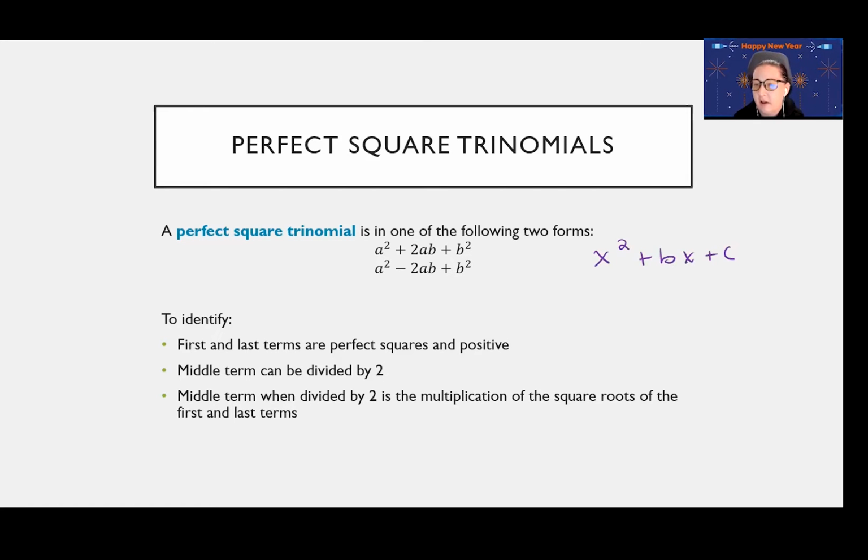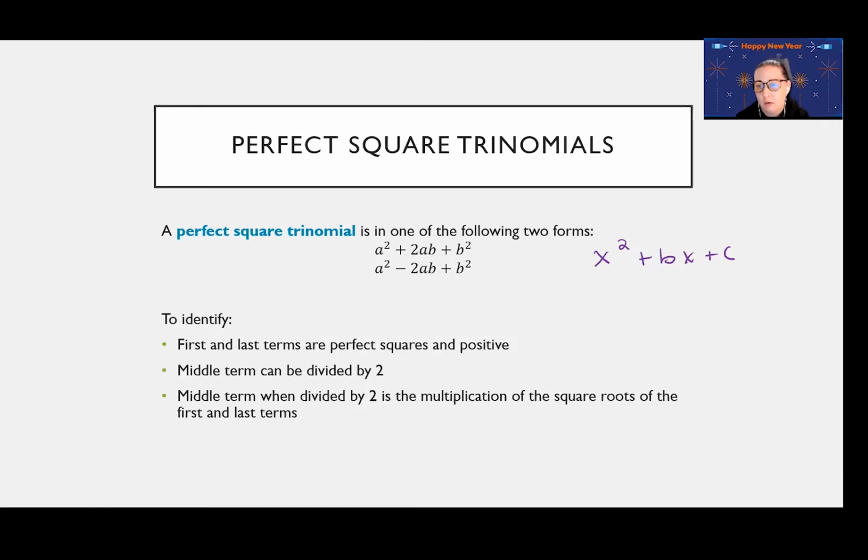What this means is that your x squared is something squared. Essentially, your first term is something squared. That's the a squared. The last term, c, is going to be something squared as well. So what's special about a perfect square trinomial is that the first and the last terms are things you can take square roots of, and they'll come out evenly. So the last term is going to be something like 4 or 9 or 16, these special numbers that when you take the square root, you get a whole number.